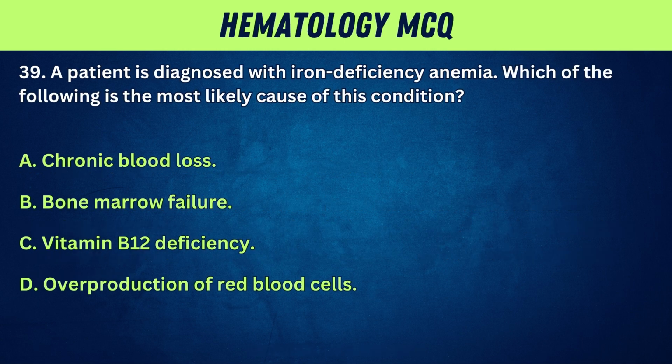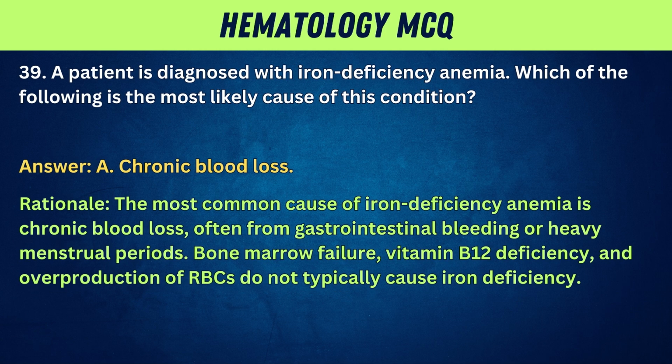39. A patient is diagnosed with iron deficiency anemia. Which of the following is the most likely cause of this condition? A. Chronic blood loss. B. Bone marrow failure. C. Vitamin B12 deficiency. D. Overproduction of red blood cells. Answer: A. Chronic blood loss.